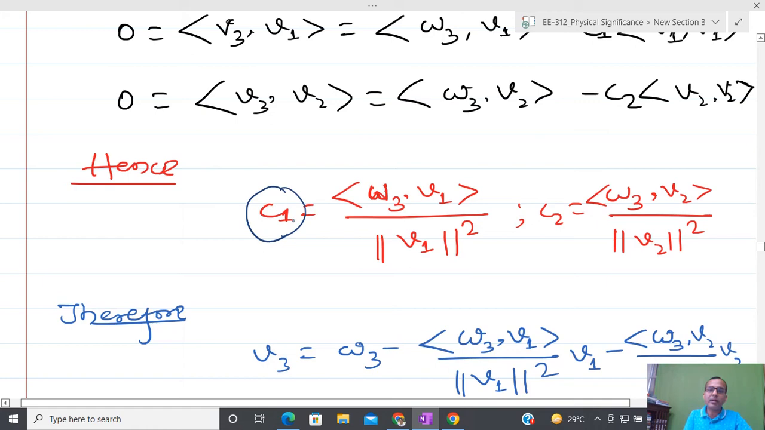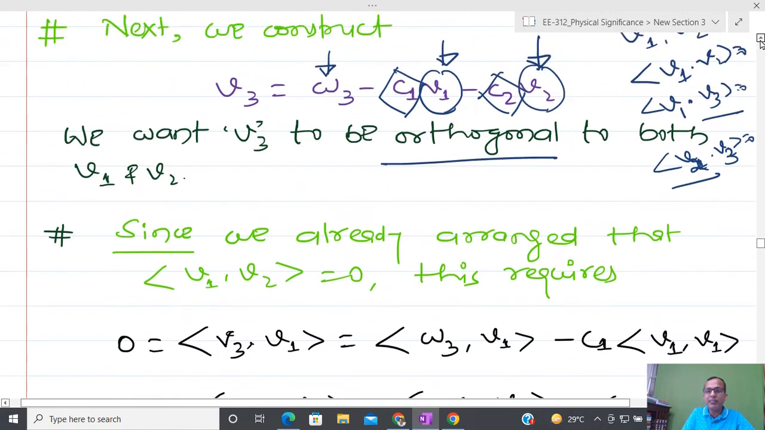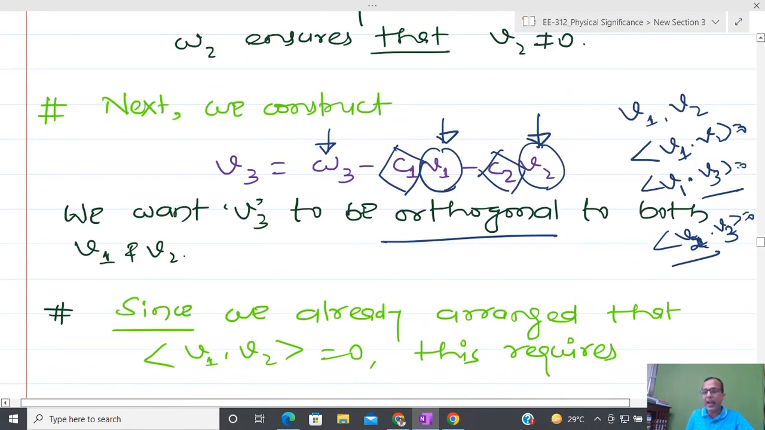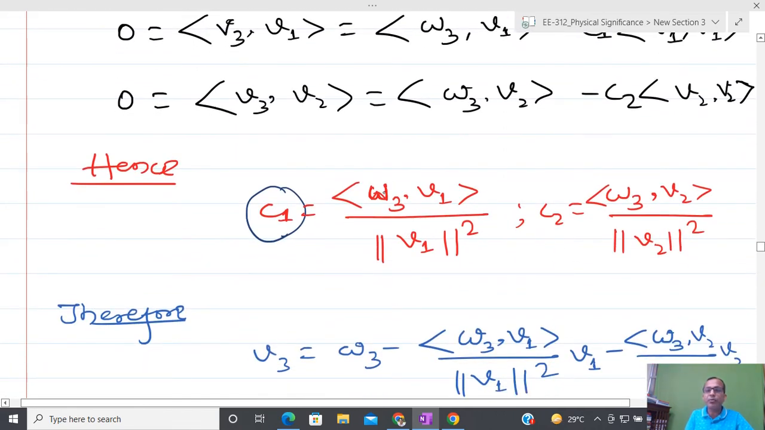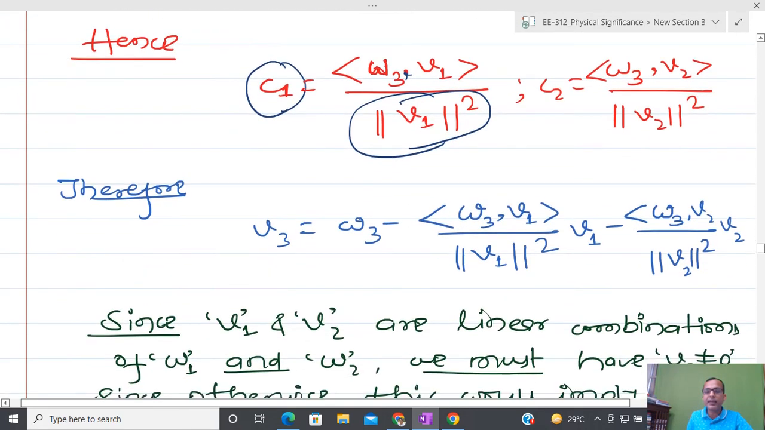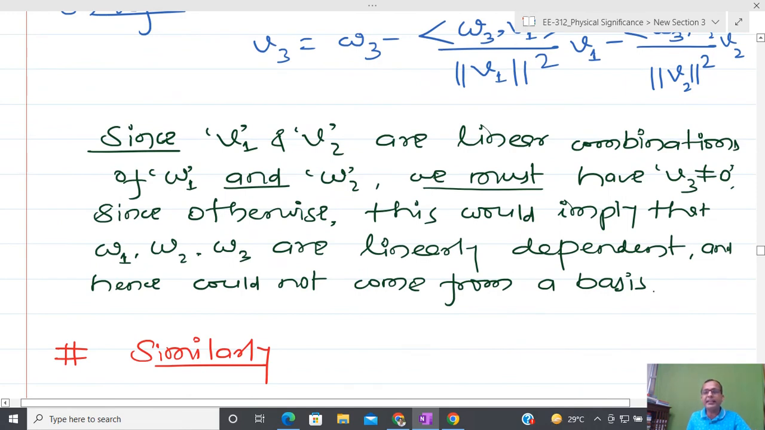So in this way, from here the algorithm becomes clear. Suppose you want to discover C1. C1 is nothing but the multiplication with V1. In order to calculate the value of C1, W3 you know, so you can take the inner product of W3 with respect to V1, and after that divide by the corresponding norm squared. Similarly you can discover the value of C2: take W3 with V2 and divide by the norm. Again, since V1, V2 and W3 are all linearly independent, V3 is not equal to 0.